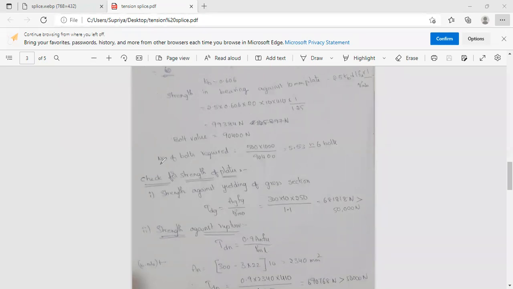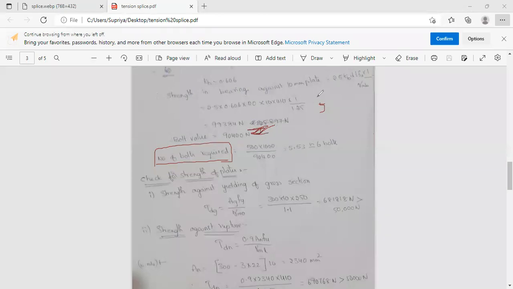So what number of bolts is required? We have to find out the number of bolts required because the number of bolts is not given, right? If you want to design the connection, we have to decide the number of bolts to be provided. We got the bolt value, meaning the strength of the bolt. This is the strength of one bolt and the incoming load is 500 kilonewtons.